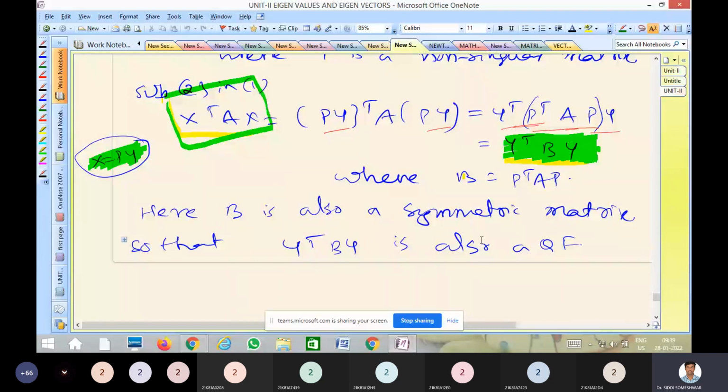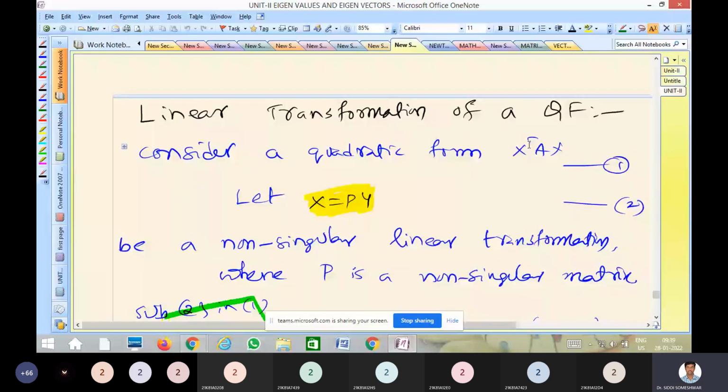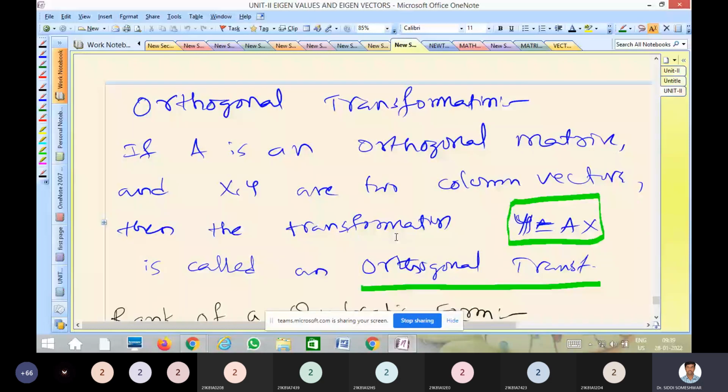So we are converting a quadratic form into another quadratic form by applying a linear transformation, where this P is a non-singular matrix. If this P is an orthogonal matrix, then the transformation is called an orthogonal transformation. Here, taking A as an orthogonal matrix, the transformation Y equal to AX is called an orthogonal transformation.